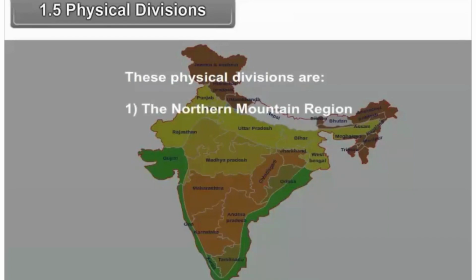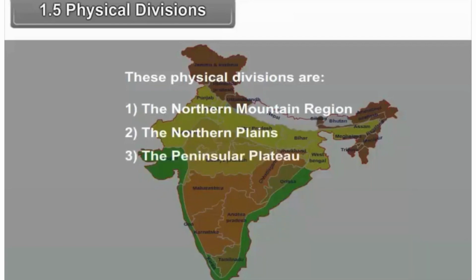These physical divisions are: 1. The northern mountain region, 2. The northern plains, 3. The Peninsular Plateau, 4. The coastal plains, 5. The islands.